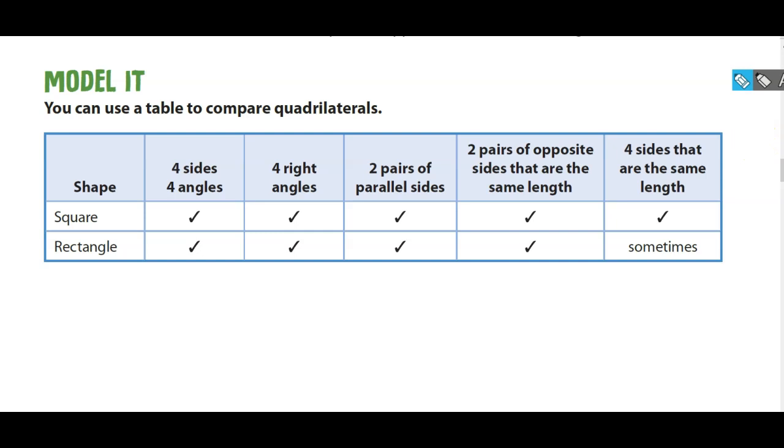So again, they both have four sides and four angles. They both have four right angles. They have two pairs of parallel lines and two pairs of opposite sides that are the same length. That's true. But four sides that are the same length, only a square does, not a rectangle. A rectangle doesn't have all four sides the same length.